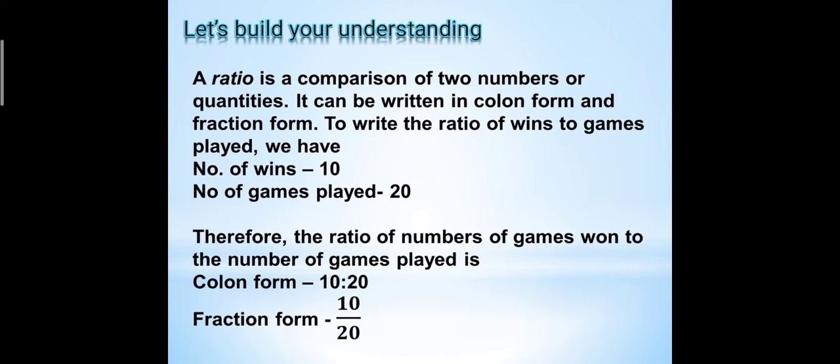So the ratio of the two quantities is written in column form as 10 colon 20, or in fraction form 10 over 20. These two are read as 10 is to 20. So pareho po natin siyang babasahin as 10 is to 20. That means that in 20 games played, they won 10. Okay?